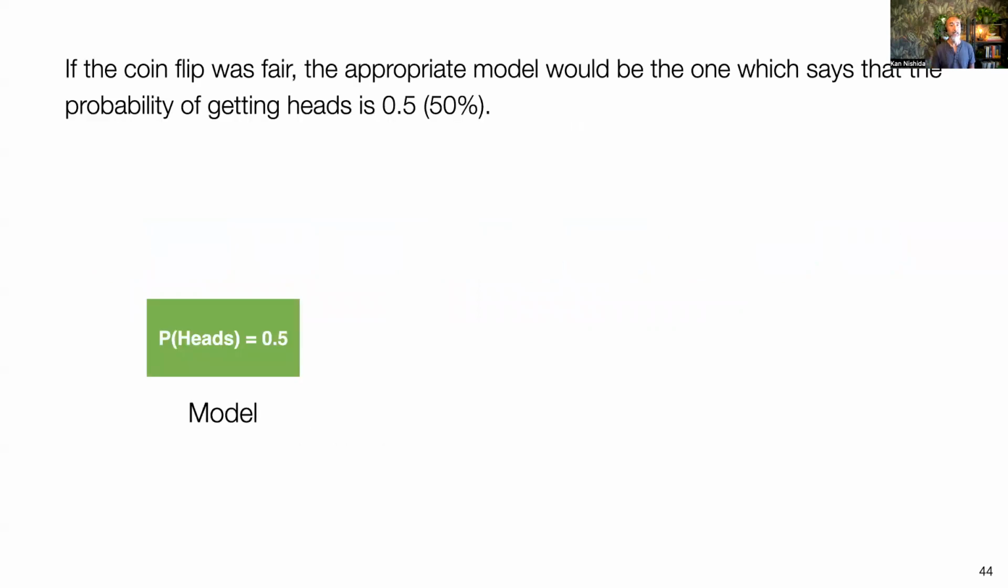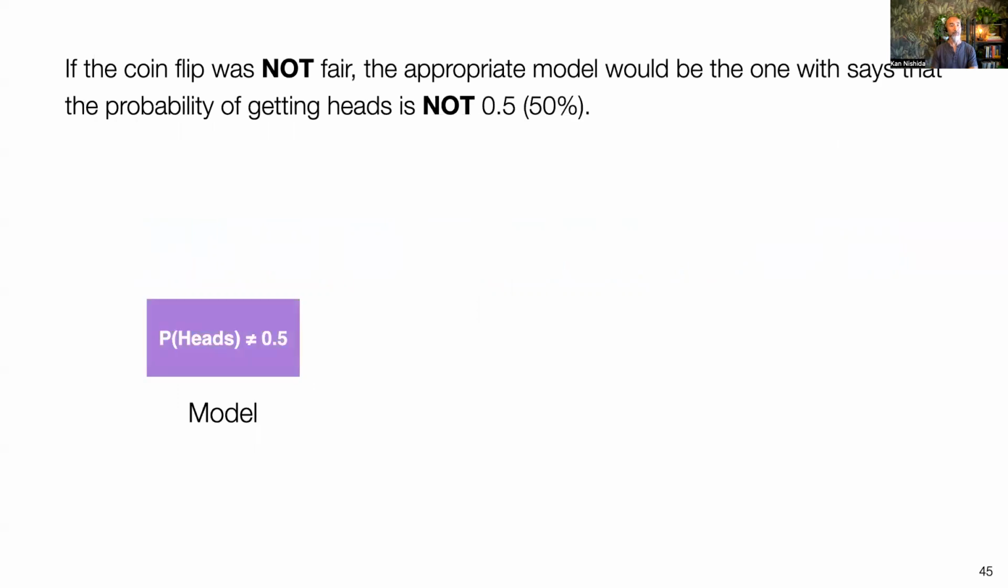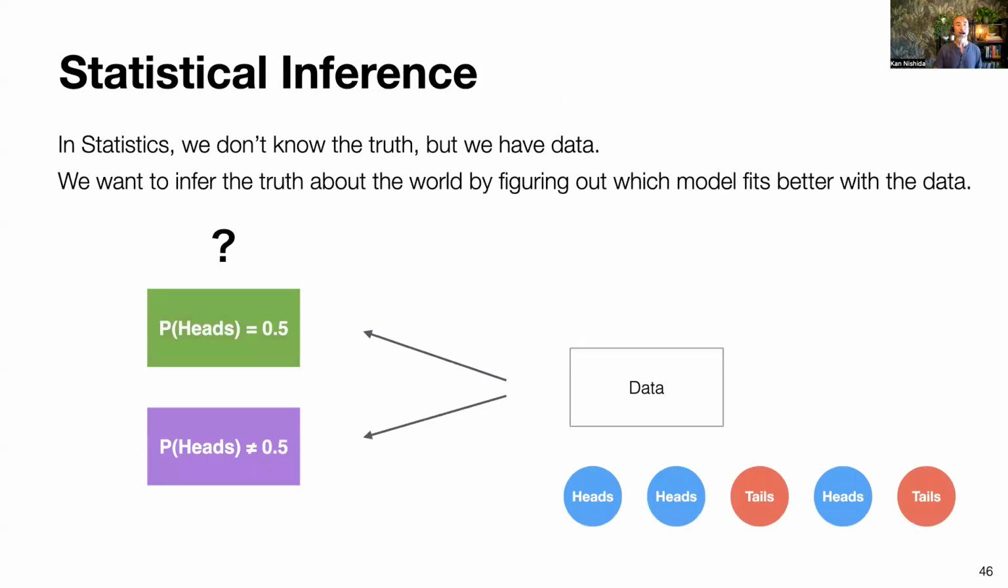Okay, so if the coin flip was fair, then the appropriate model would be the one which says that the probability of getting heads is 0.5 or 50%. However, if the coin flip was not fair, if somebody did something, then the appropriate model would be the one which says that the probability of getting heads is not 0.5. I'm sure there are other models as well. It could be 0.3, it could be 0.8. But here I'm simplifying to either 0.5 or not 0.5. So we have possibly two models here, right?